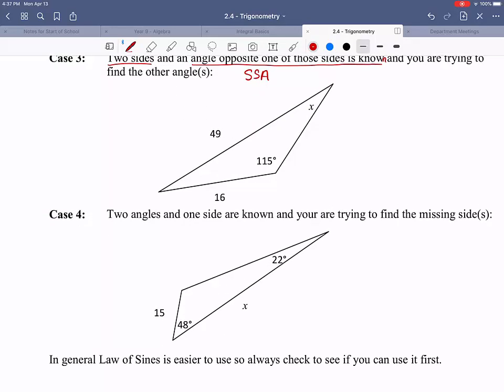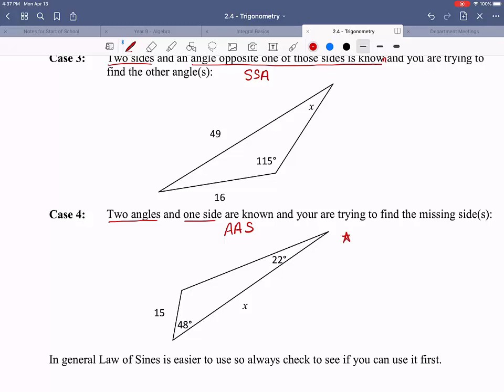And here is the final case. You know 2 angles and 1 side. And we call this one, if you go around the triangle, here's where you start, angle, angle, side, if you hit all of them. So this is angle, angle, side. Okay? And notice at the bottom it says, in general, the law of sines is easier to use, so always check and see if you can use it first.